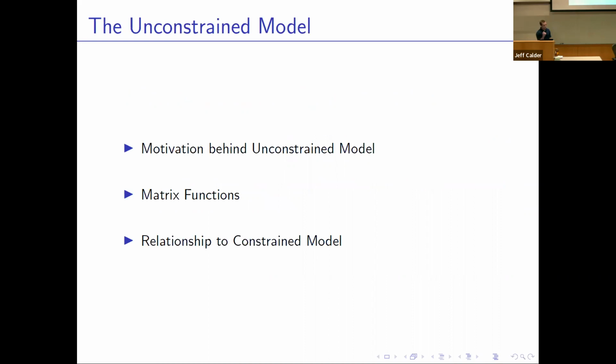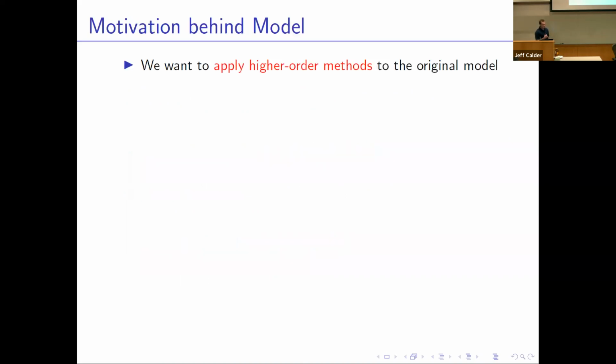Now, why would I want to write an unconstrained model? Why would I instead just tackle the problem immediately as a constrained problem? Why go through this extra step of writing an unconstrained model? Well, first off, I want to apply higher order methods. Higher order methods have a few perks. One is you often are able to get faster rates of convergence. But more importantly, you can ensure second order stationarity for the point that you're returning.